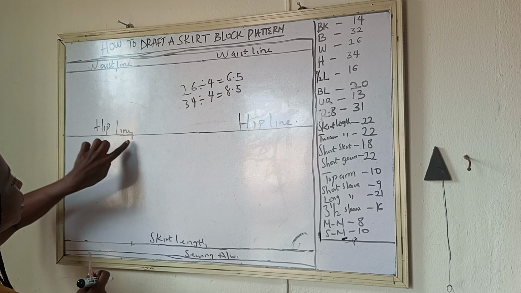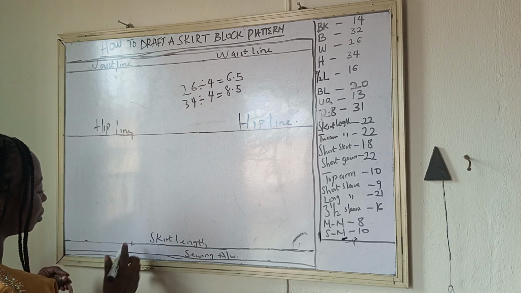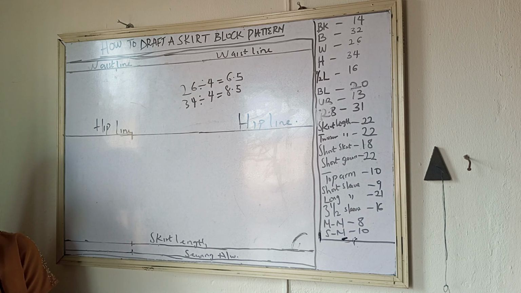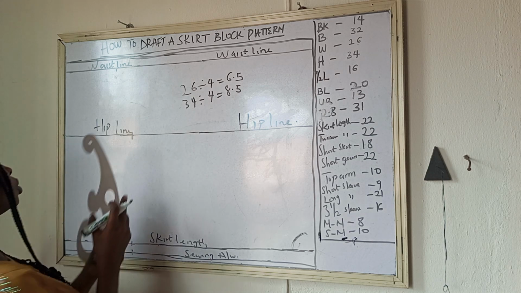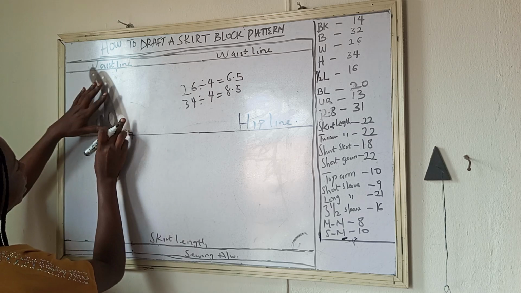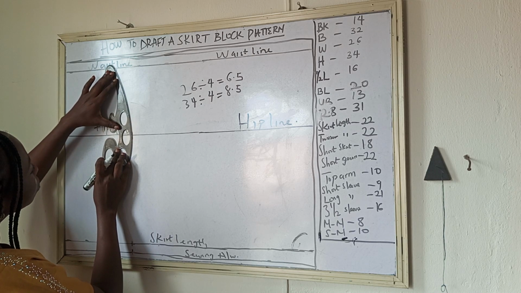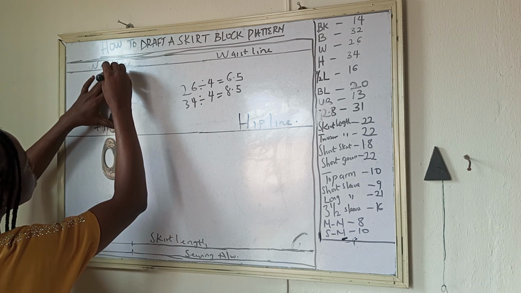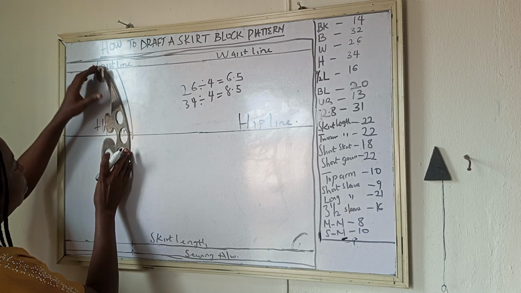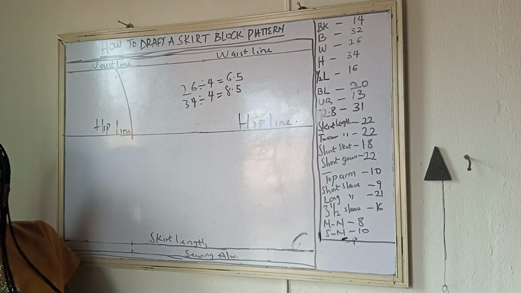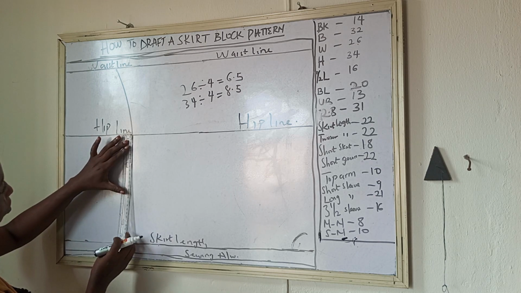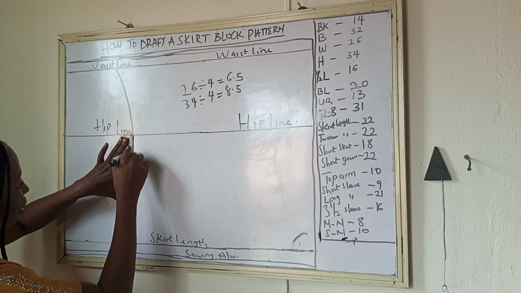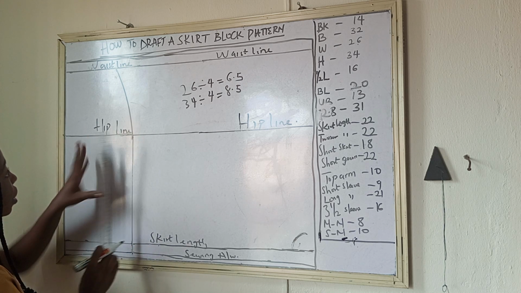So I'm going to be connecting these lines together. With the use of my French curve, I'm going to be connecting my waist to my hip line. And if you are very artistic, you can use your hand then. So from my waistline to the skirt length, like so.